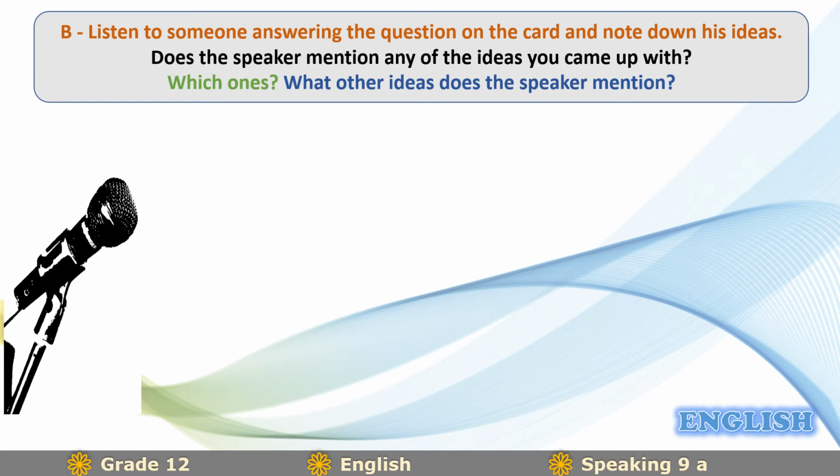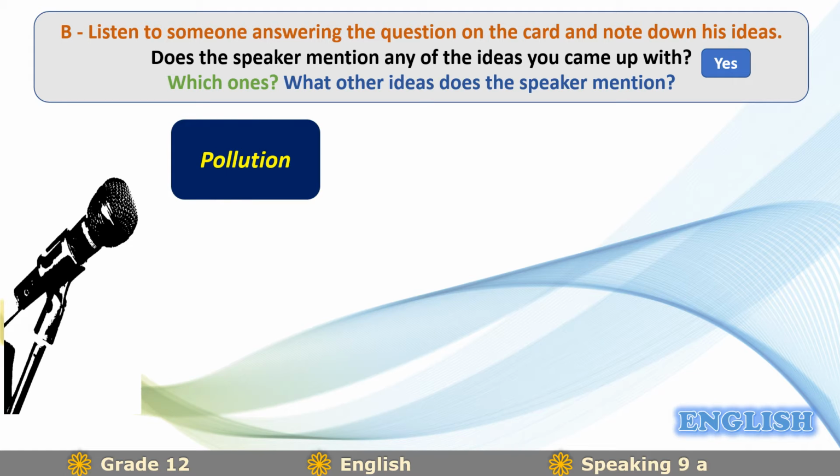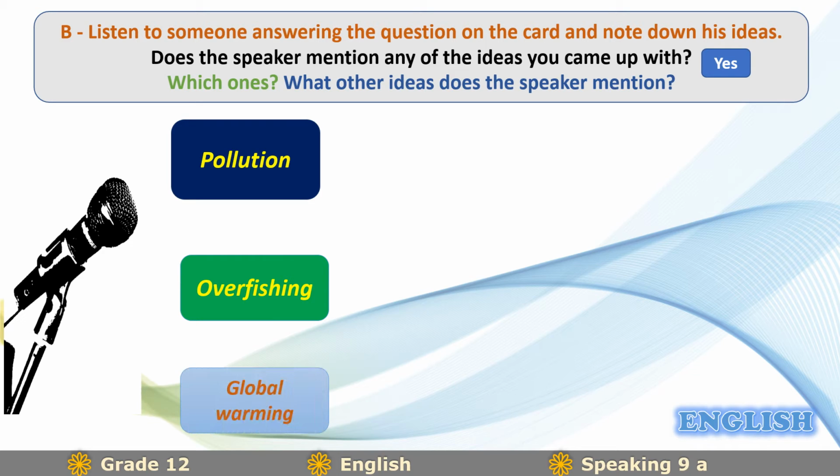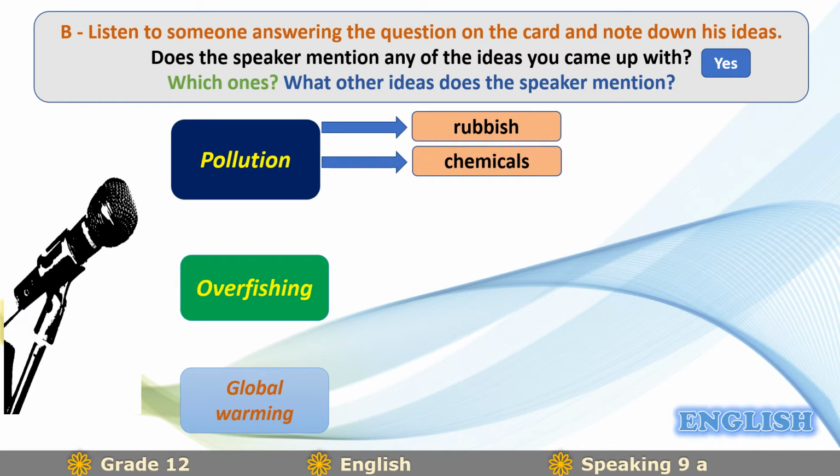All right, so let's answer question number 1. Does the speaker mention any of the ideas you came up with? The answer is yes, of course. Good. So what are the ideas, or which ones? The first one is pollution. What about the second one? It's about overfishing. And the third one, global warming. Excellent. So let's see exactly which ideas are mentioned about pollution. Throwing rubbish. The second one is chemicals. And the third one, oil spills. Perfect. Very good.